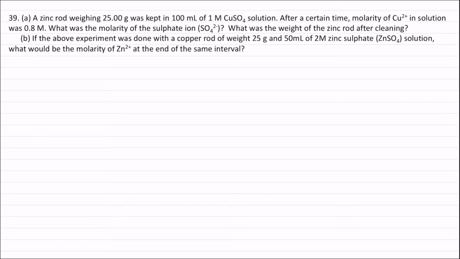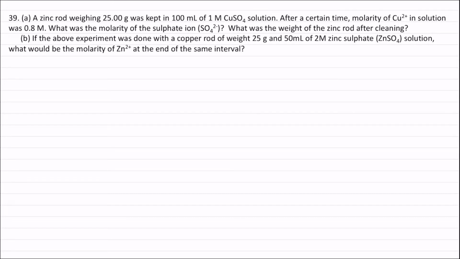B part. If the above experiment was done with a copper rod of weight 25 grams and 50 milliliters of 2 M zinc sulphate solution, what would be the molarity of Zn2+ ions at the end of the same interval?